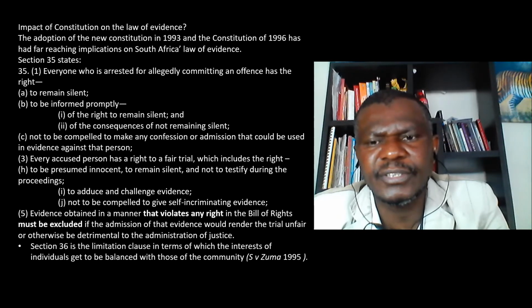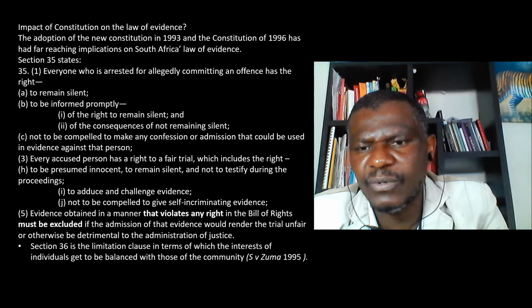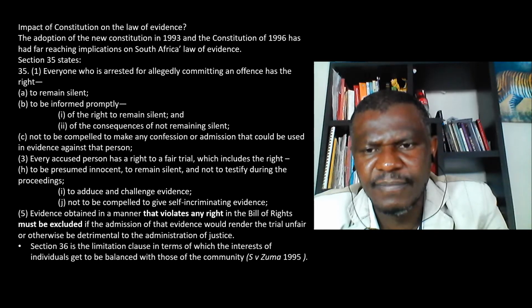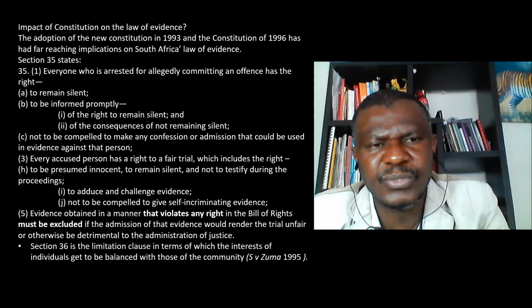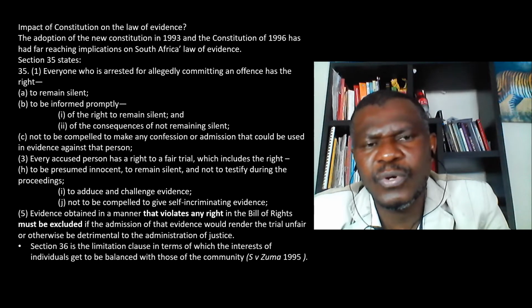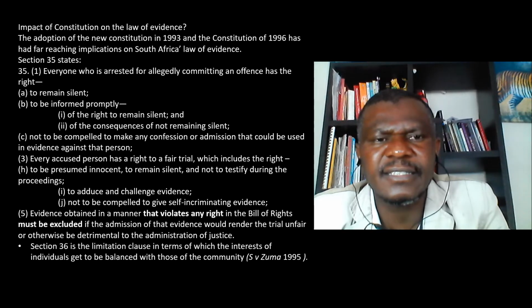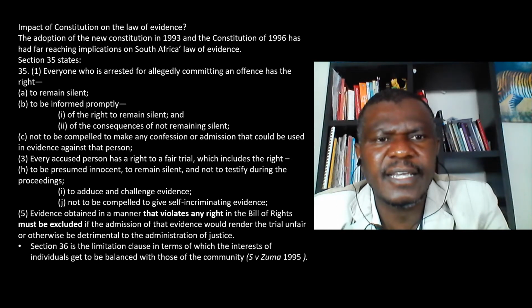You see, these warnings that are referred to as Miranda warnings in United States legal parlance, it's very important to take note of them. So the accused, or rather the arrested person, must be informed of the right to remain silent, of the consequences of not remaining silent, and they must not be compelled to make any confessions or admissions that could be used against them in a court of law as evidence.